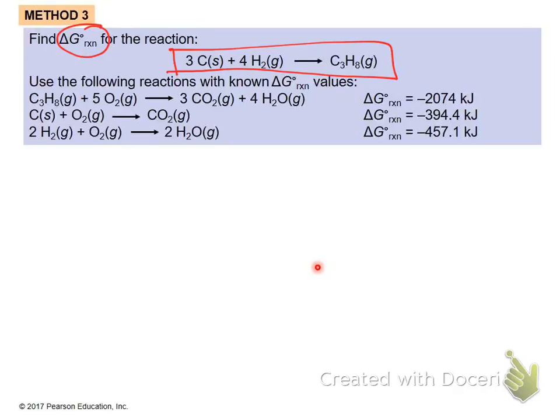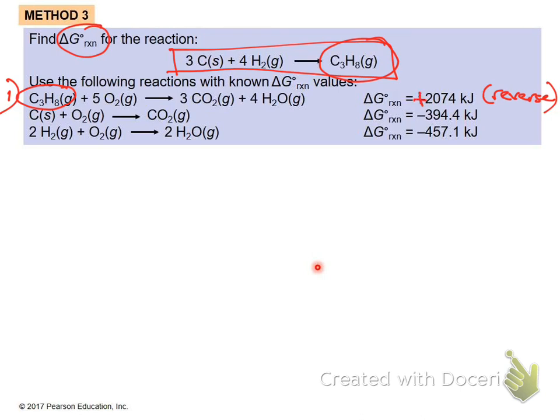All right, so basically the first thing you want to do here is determine what we have on the product side, right? So we have C3H8. So your source of propane is going to be this equation right here, right? Because we have C3H8. But this is on the left-hand side, reactant. So we have to flip it. We're going to have to reverse it. And this will give us a positive sign.